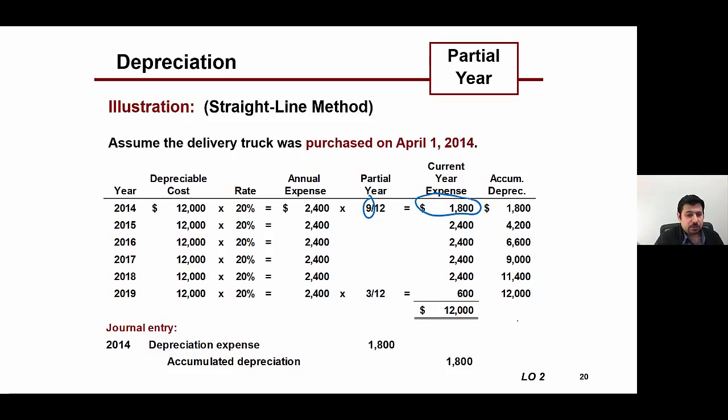We do the same thing. We continue here until we get to the last year. The last year will also be for 3 months. Remember that the total useful lifetime is 5 years. So here we have 9 months plus 3 months. It will be 1 year plus 1, 2, 3, 4, and those two are considered as 1. It will be 5 years. So the last year as well, 2019, the depreciation expense will be for 3 months.